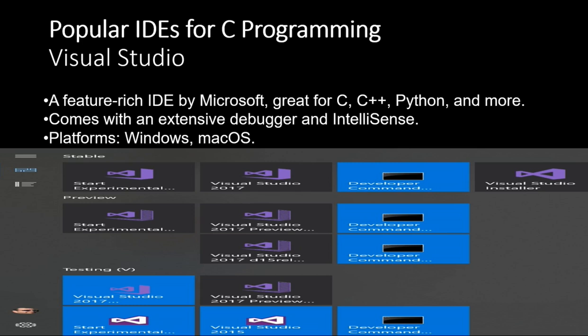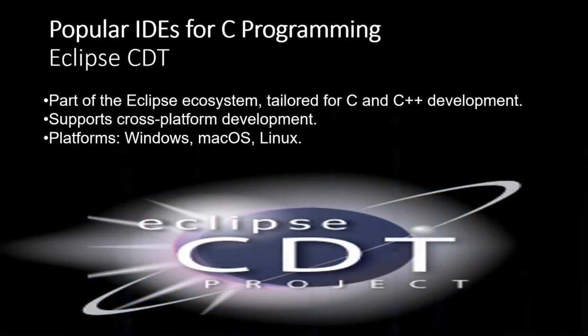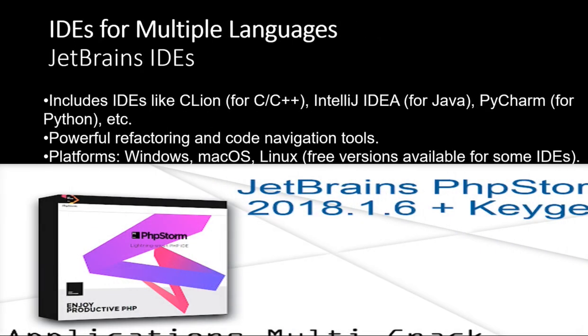Third one is Visual Studio. It is a feature-rich IDE by Microsoft, great for C, C++, Python, and many more languages. It comes with an extensive debugger and IntelliSense. Its platforms are Windows and Mac OS. Here's Eclipse CDT. Eclipse is a part of an ecosystem tailored for C and C++ development. It supports cross-platform development, on Windows, Mac OS, and Linux.